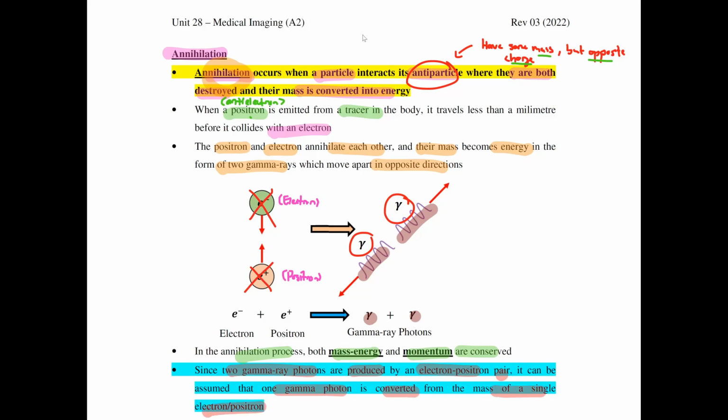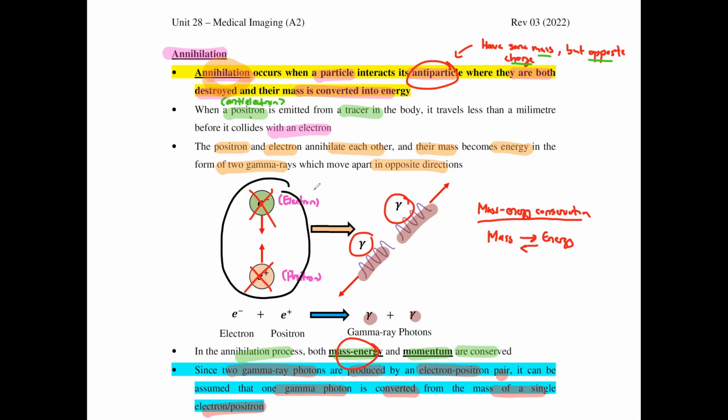Okay, if you remember what mass energy conservation tells you from the nuclear physics chapter, it tells you that mass can be converted to energy and vice versa, right? Mass can be converted to energy, or energy can be converted to mass. So in the process of annihilation right now, your mass is actually being converted into energy in the form of gamma ray photons.